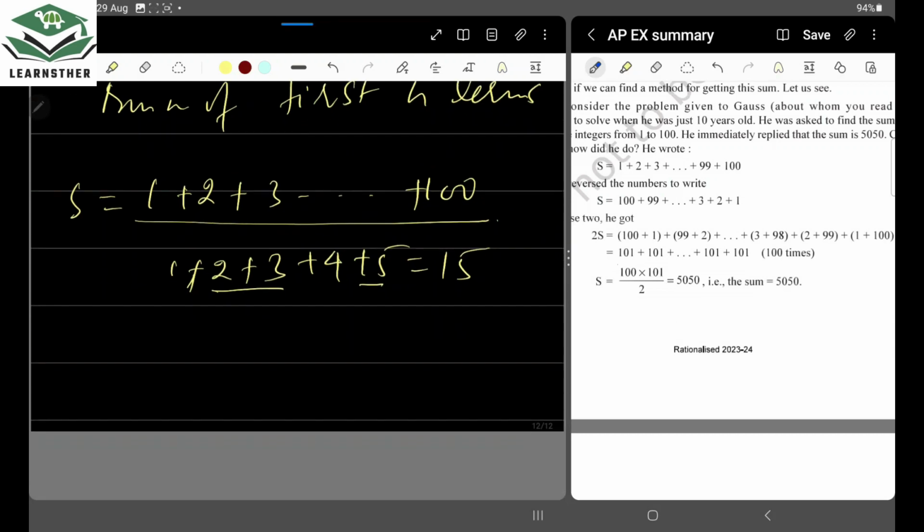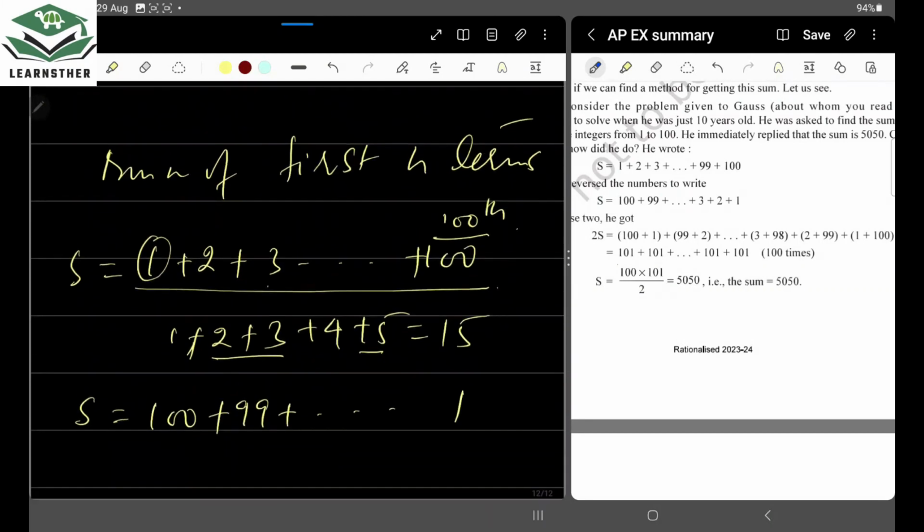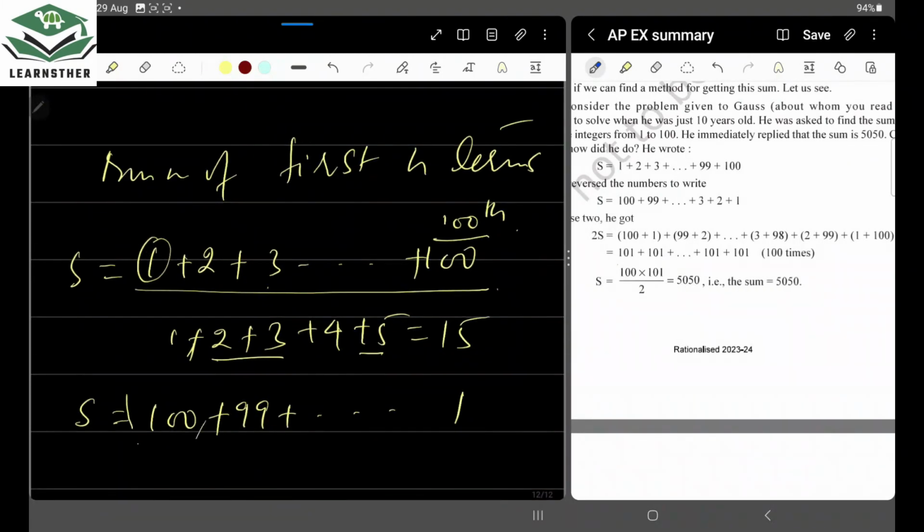this up to 100. Here you see there are 100 terms: first, second, third, like this up to the 100th term. If somebody writes it in reverse order, it will be like this. And this is 1. So here also, if you combine, this will also make 100 terms of combinations like this.